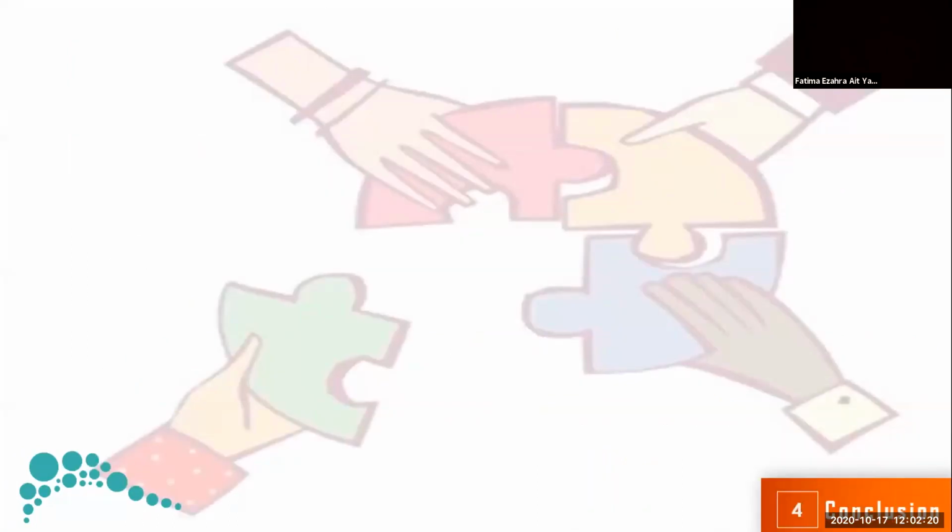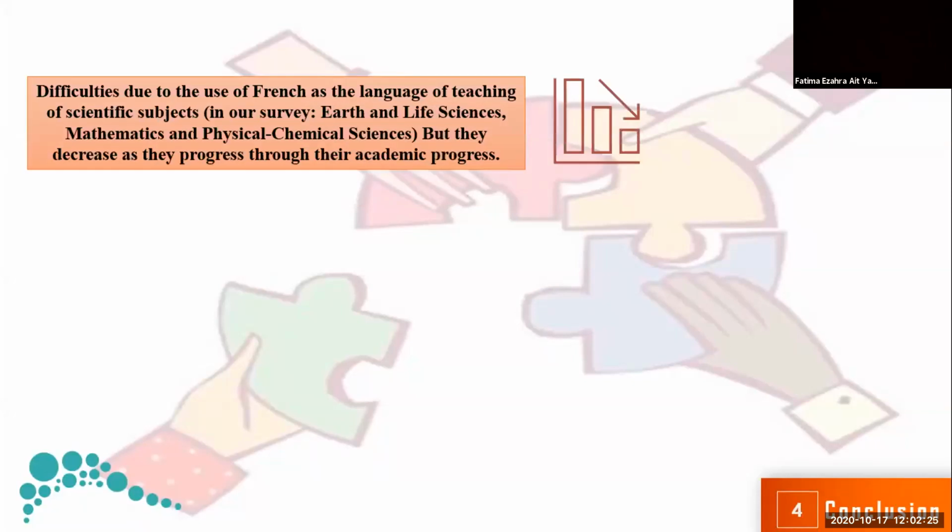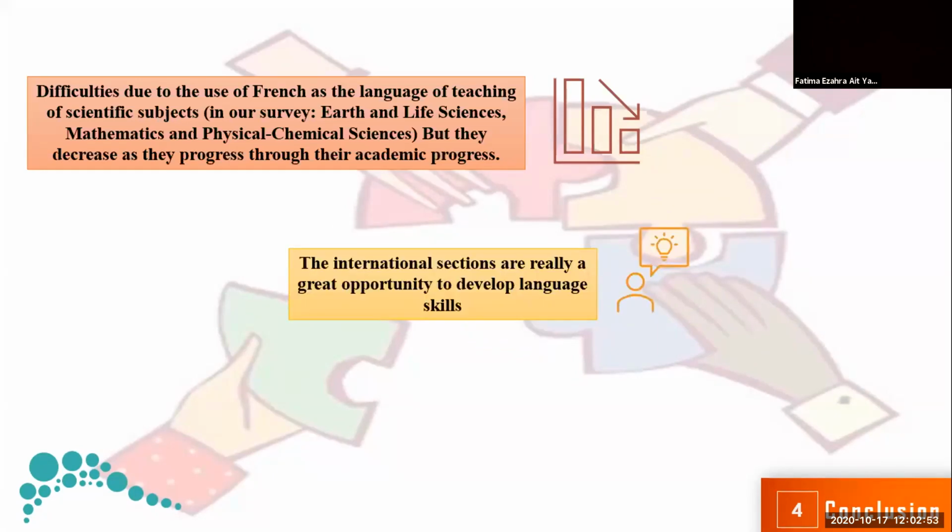So, as a conclusion, we can confess that yes, Moroccan learners in international sections belonging to public schools face difficulties due to the use of French as the language of teaching scientific subjects. In our survey, it was about earth and life sciences, mathematics, and physical and chemical sciences. But these difficulties decrease as they progress through their academic path.